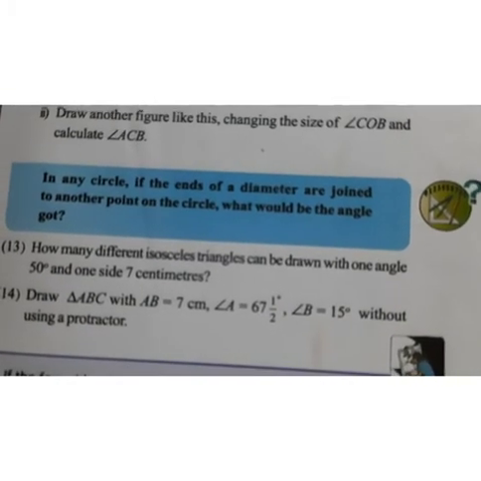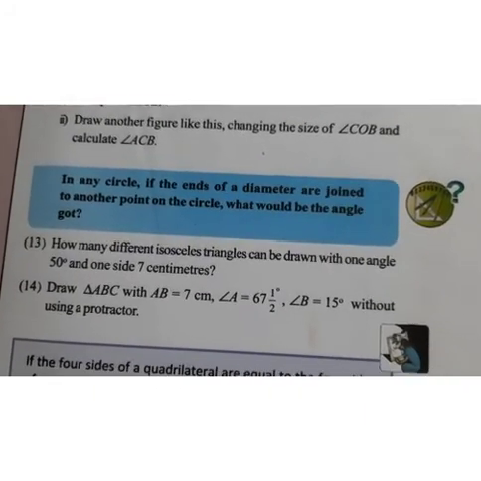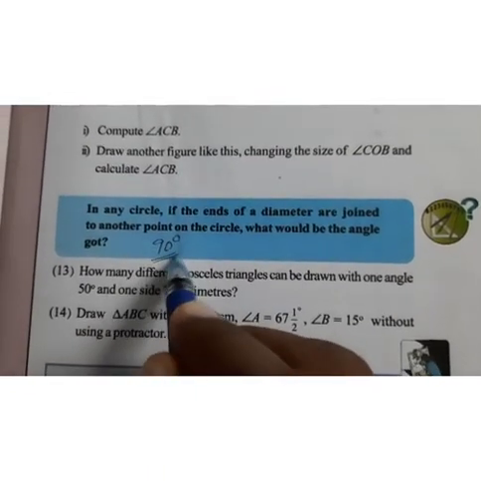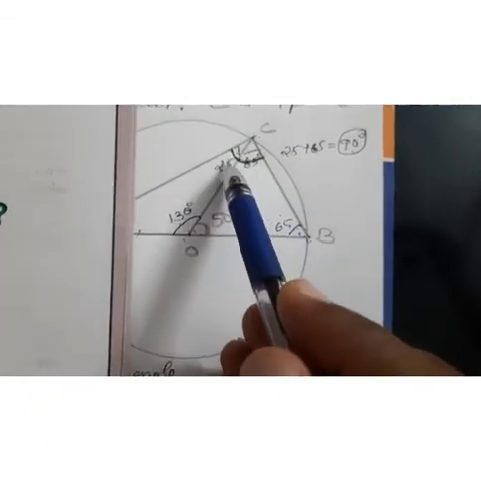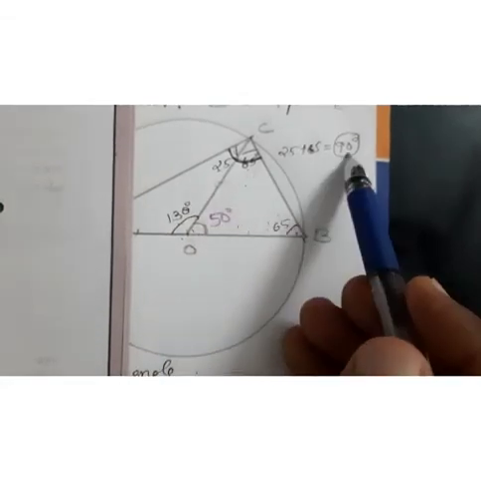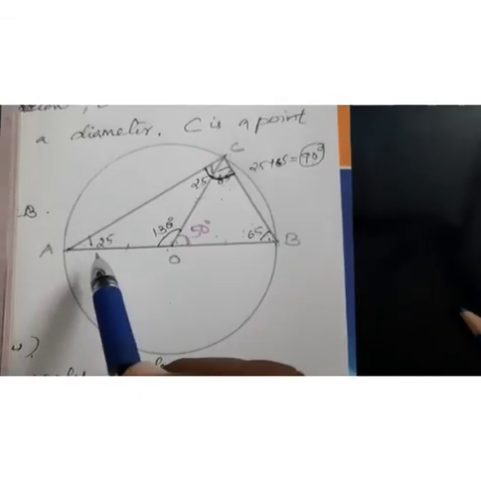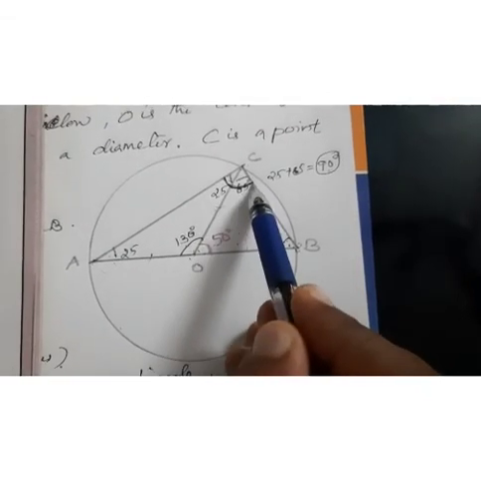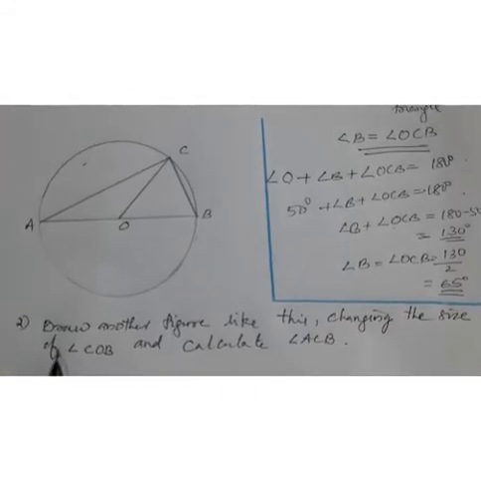This is the question you can see here. In any circle, if the ends of a diameter are joined to another point on the circle, what would be the angle you are getting? That is 90 degree. So in the previous question also, if we join these two angles, we can get 90 together. 25 plus 65, you got 90. Previously also you check it, you will get 90 degree. So the lines joining from the diameter, meeting together, the angle should be 90 degree. This is the second part.